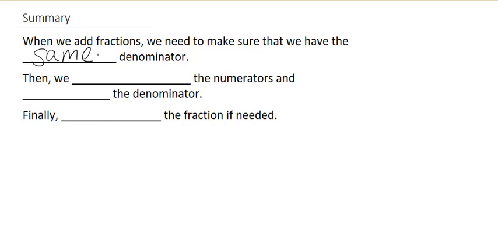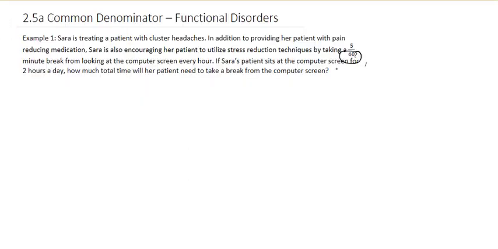Then we just add the numerators and keep the denominator. Finally, reduce the fraction if needed. So let's go back to our problem. So we have 5 out of 60, and we need to add 2 of these together because for 2 hours a day, she's looking at a computer screen.